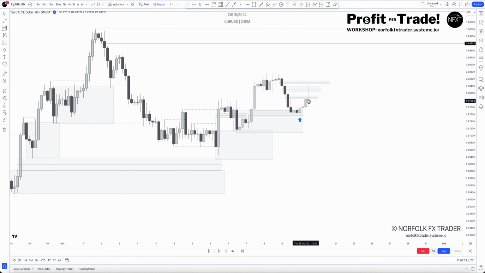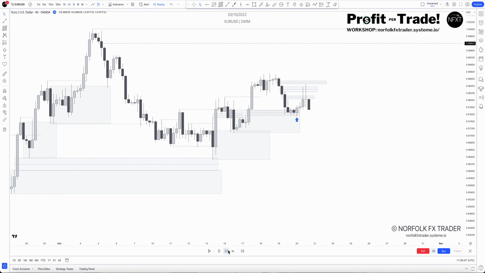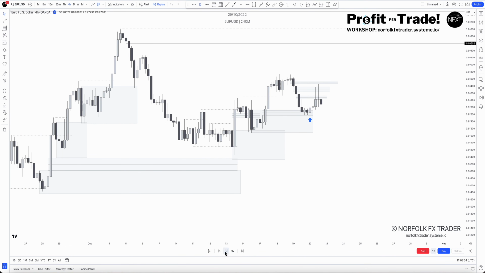Okay, so we held, we pushed higher, and wicked through that imbalance. There's a full fill already of these imbalances. We want to see it close through. Okay, that's what we're looking for. If we don't get that close through, this could push prices back down lower. So let's continue to see what happens.